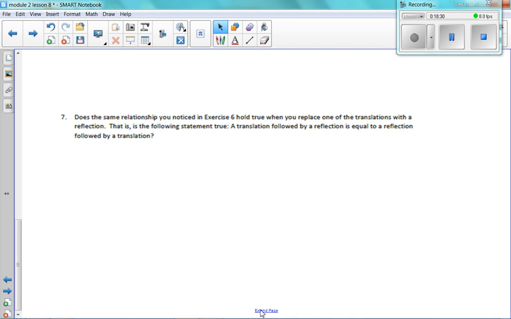And you should see that the results in each case are different. So the answer should be no. The translation followed by a reflection would put a figure in a different location in the plane when compared to the same reflection followed by the same translation. So let's write that down. You can copy that in your notes.